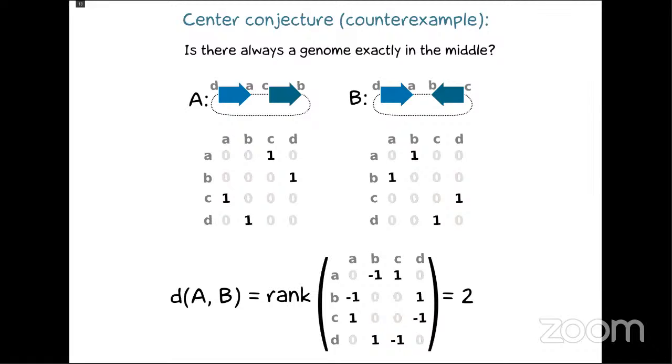And the answer is no. Okay, here we have a simple example with small genomes, with only 2 genes, circular genomes, where the rank distance is 2, as you can see by the calculation there.